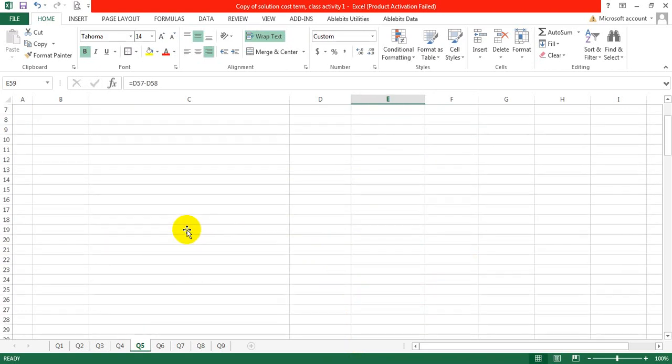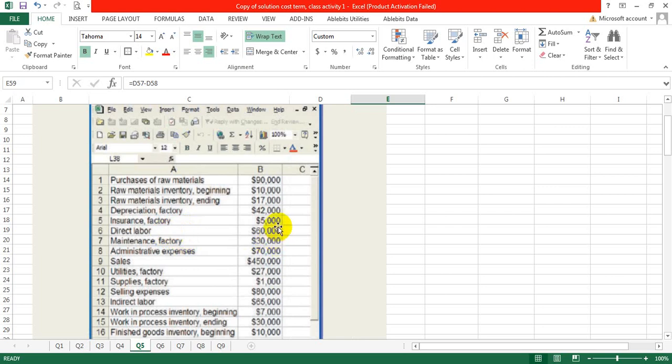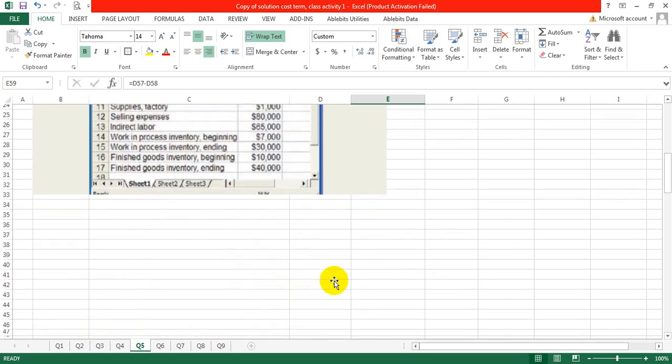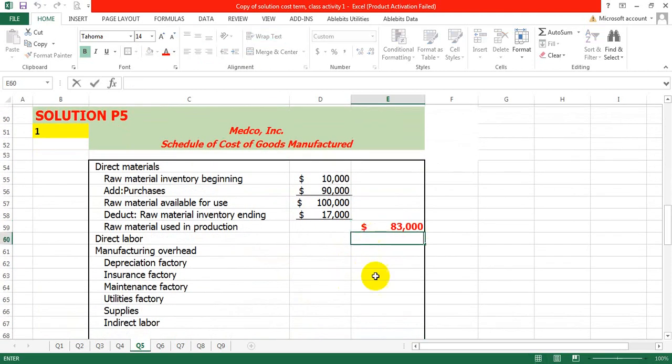Now comes the direct labor cost. Direct labor cost is 60,000, right? See here, direct labor cost is 60,000. So I will add this value, 60,000.